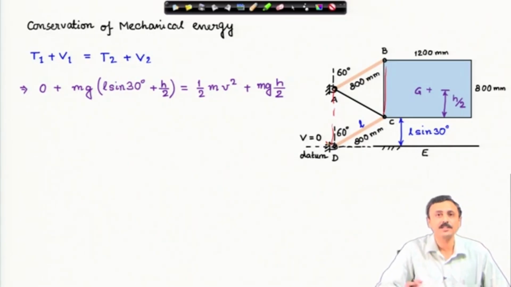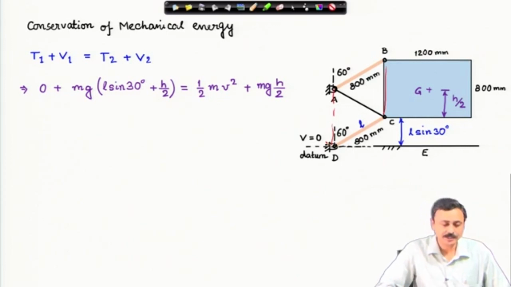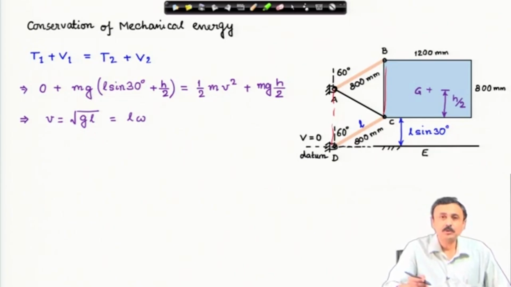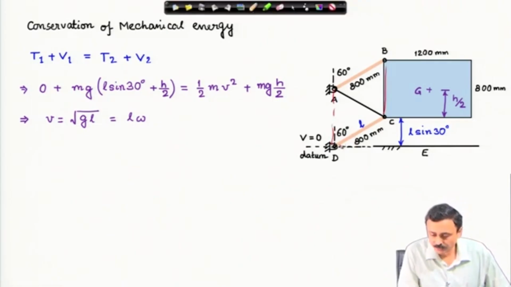Therefore, it is only the translational kinetic energy, half m velocity of center of mass square, plus the final potential energy, which is mg h by 2, that is the height of the center of mass from the datum. If you do the simplification and carry out this calculation, you will find velocity is under root gL, and that must also be equal to the length of this member times omega. This is purely from kinematics. This member has now become horizontal. This is in the final state.